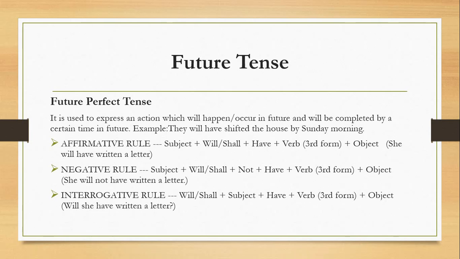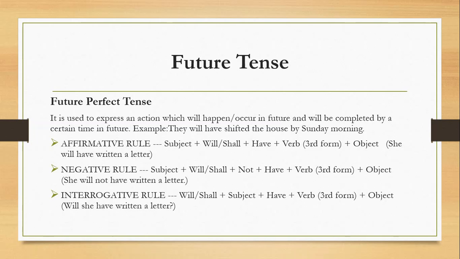Then comes future perfect tense. We do not use much future perfect tense and future perfect continuous tense. Future perfect tense is used to express an action which will occur in future and will be completed by a certain time in future. For example, they will have shifted the house by Sunday morning. So we have an estimated time about it. For affirmative: subject plus will or shall plus have plus verb, V3 is used here, plus object. She will have written a letter.